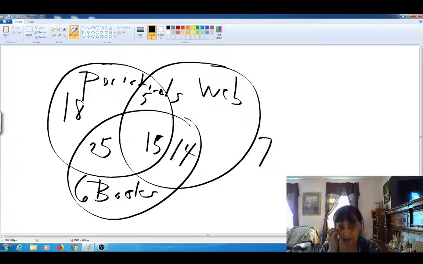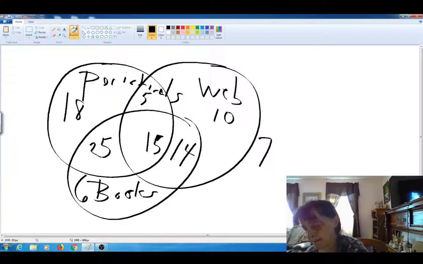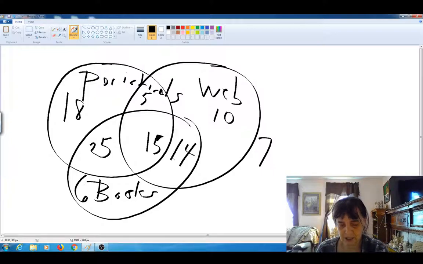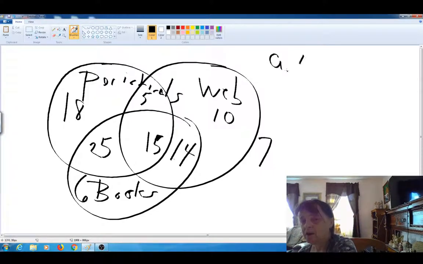Now we can find out how many used only the web. 18 plus 5 plus 14 plus 15 plus 25 plus 6 is 83, plus 7 is 90. So 10 used only the web. How many used the web in their research? 10 plus 5 plus 15 plus 14 is 44. Okay, 44 used the web in their research.